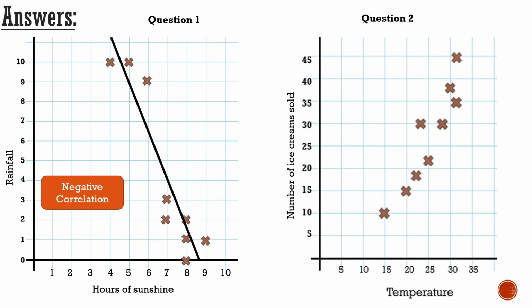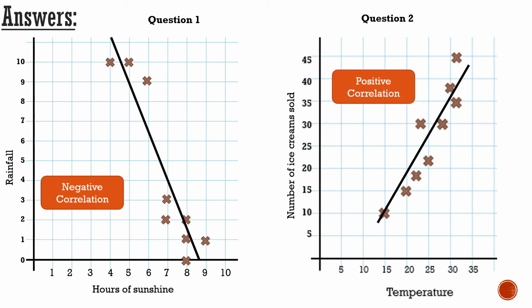For question 2, we've got my crosses here, and my line of best fit is going to go like that. And because it's going up, I can see that there's a positive correlation. So this is telling me that as the temperature goes up, the number of ice creams sold goes up, which you'd expect. Hotter it is, the more likely you are to go and buy an ice cream.